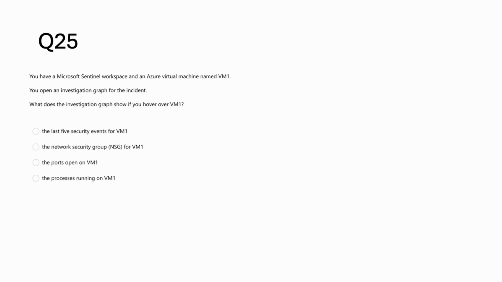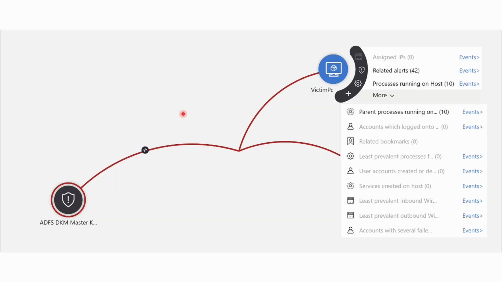Now, the next question is, you have a Microsoft Sentinel workspace and an Azure virtual machine named VM1. You open an investigation graph for the incident. What does the investigation graph show if you hover over VM1? Perfect. And let's see what happens. So that's basically the incident graph. And there we got the victim PC.